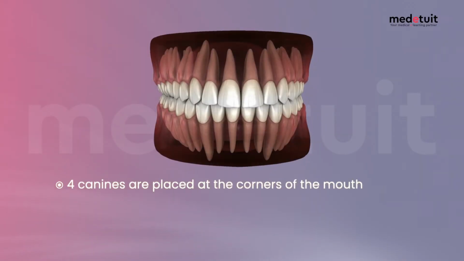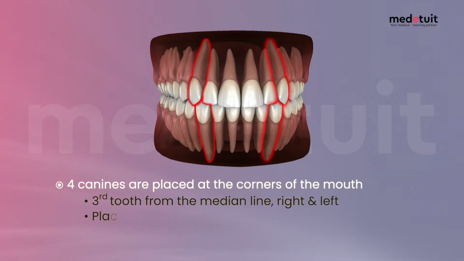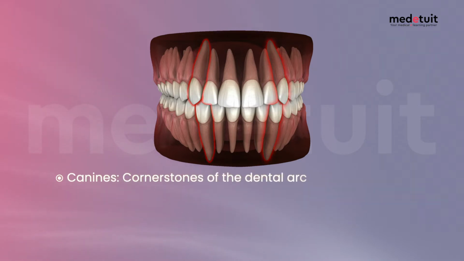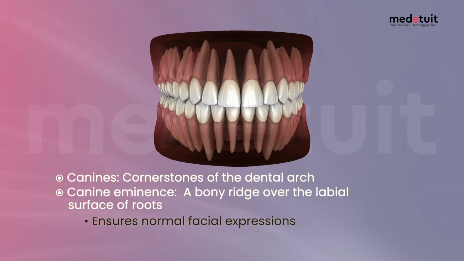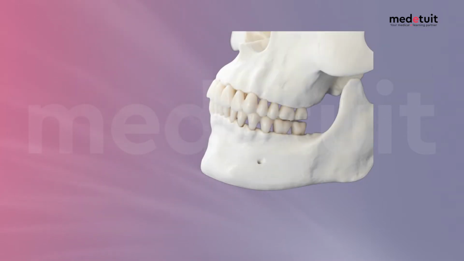The four canines are placed at the corners of the mouth, that is, each one is the third tooth from the median line, right and left in the maxilla and mandible. The canines are referred to as cornerstone of the dental arch. Canine eminence is a bony ridge over the labial surface of the roots that help form a foundation that ensures normal facial expression at the corners of the mouth. It is cosmetically important. The canines are thus aesthetically and functionally very important.